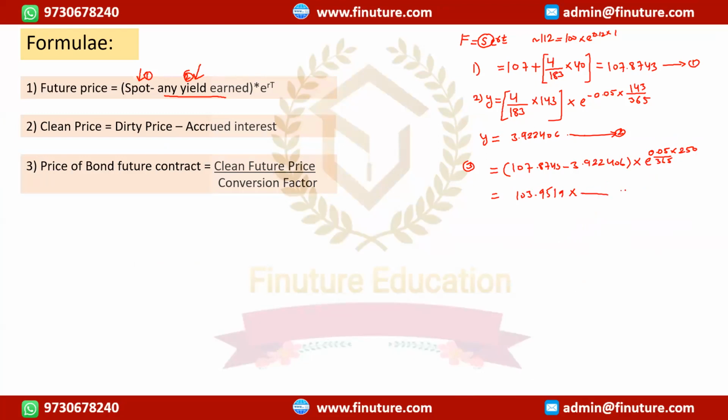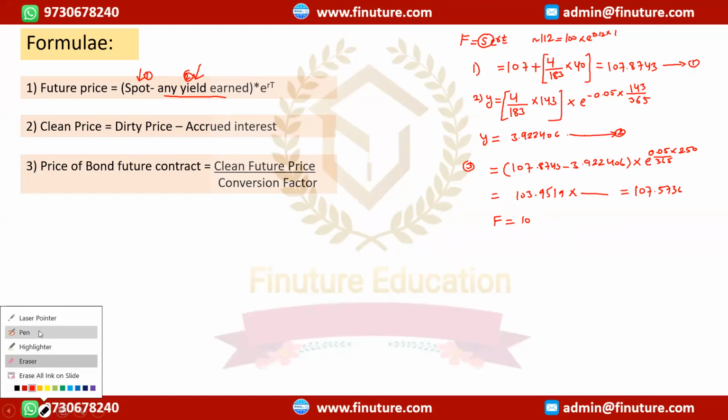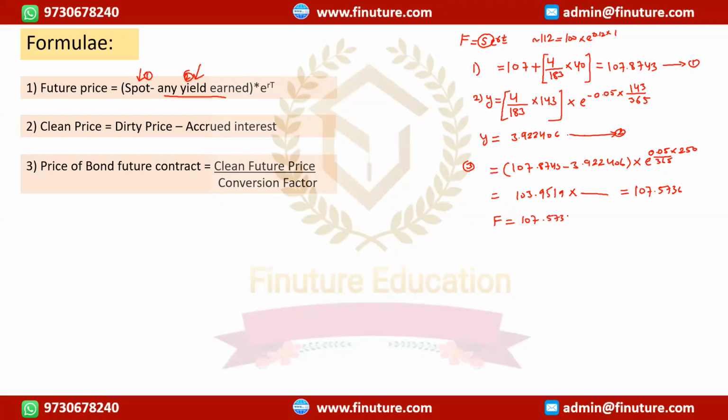I have directly done it. It is a straightforward calculation, not that tricky. So it would give you 107.5736. So future price is equal to $107.5736. This is my future price, but this is a dirty price.